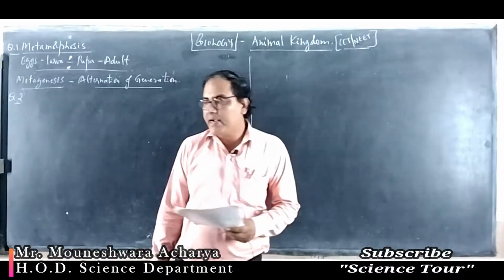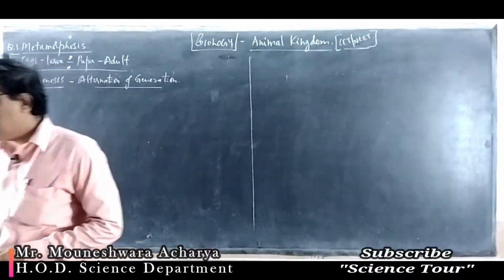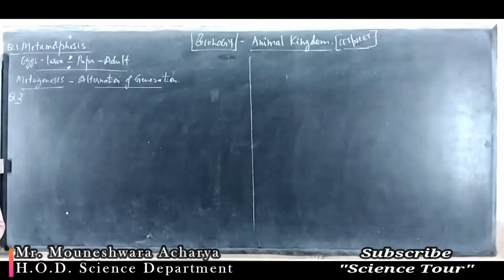So that is nematocytes or stinging cells, which is found in cnidarians or coelenterates. Correct? This we have already studied.